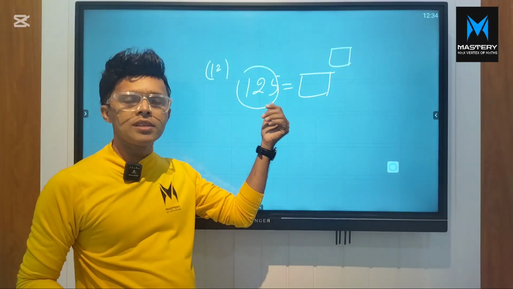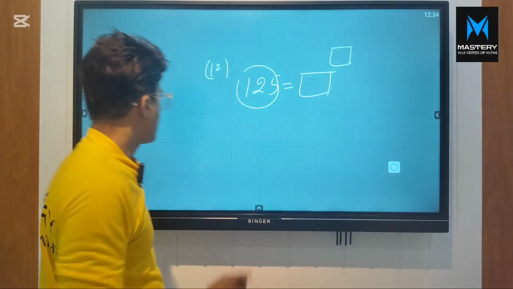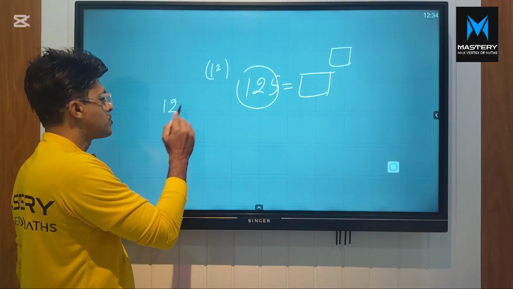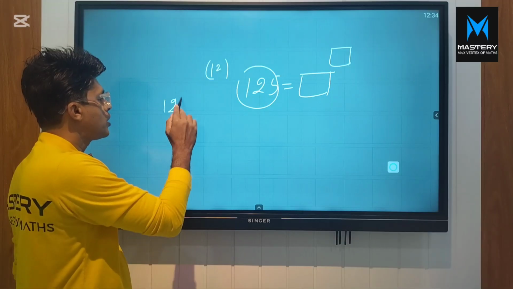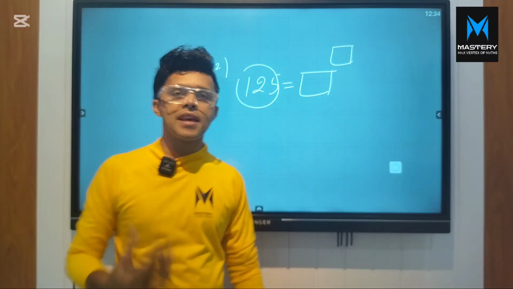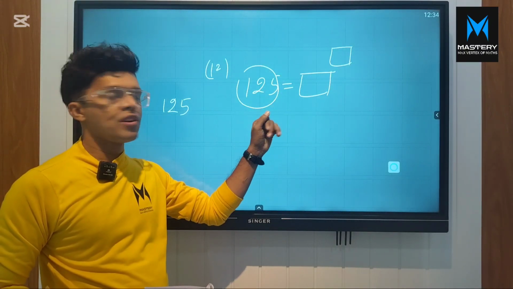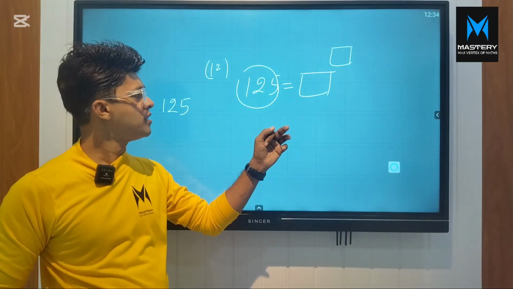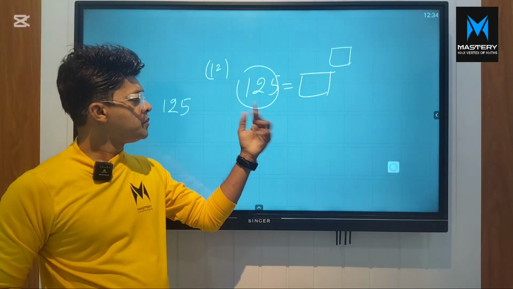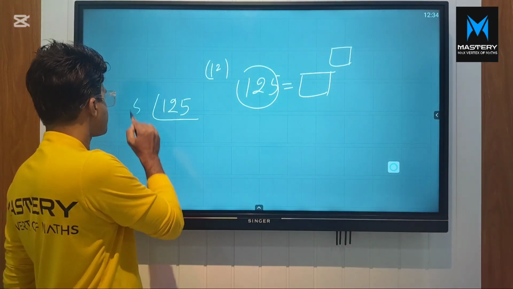Most probably we need to consider a multiple of 125, right? Multiple of 125, we can't take 2, 3. Why am I mentioning that it needs to be a multiple of 5? Because 125 is a multiple of 5, right? Therefore, we are going to divide using the digit 5.